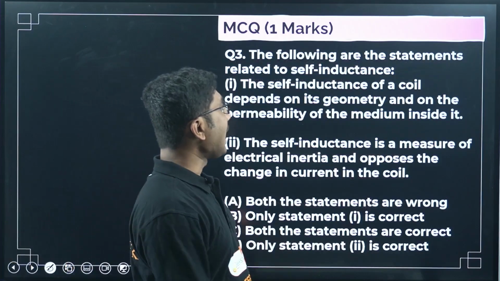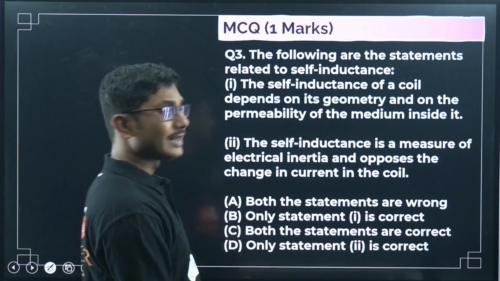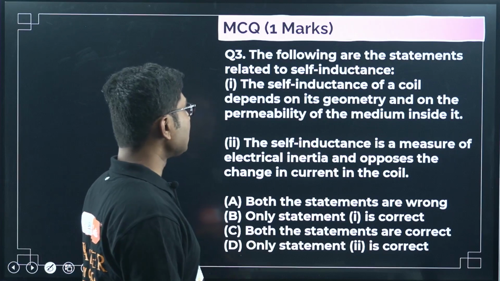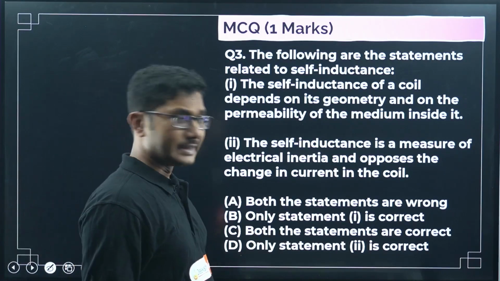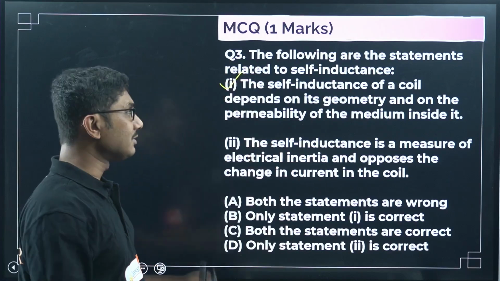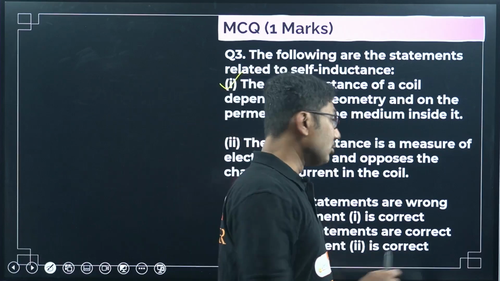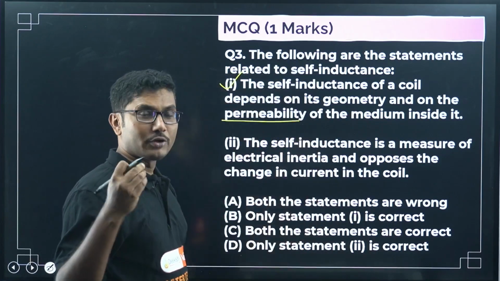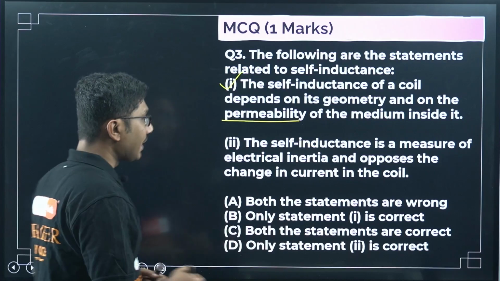The following are statements related to self-inductance. The self-inductance of a coil depends on its geometry and on the permeability of the medium inside it. This statement is correct. Obviously self-inductance depends on the geometry. It also depends on mu naught, because if this is vacuum, then it will be mu naught. If it is not vacuum, then it will be the permeability of the medium.